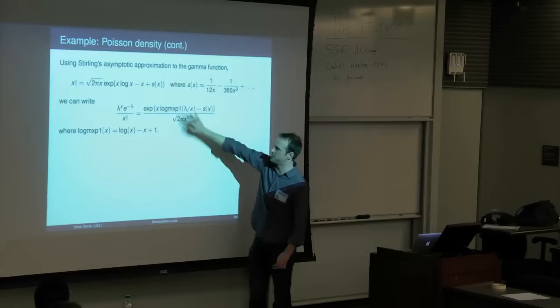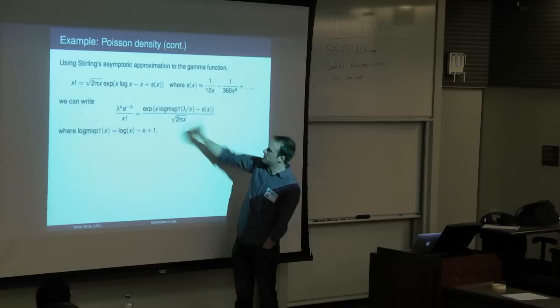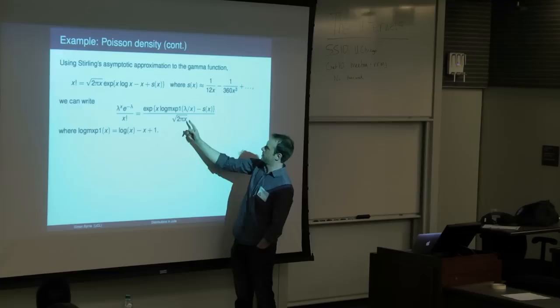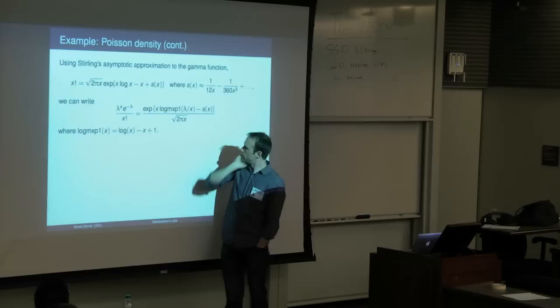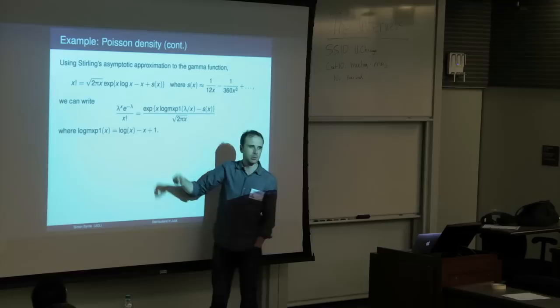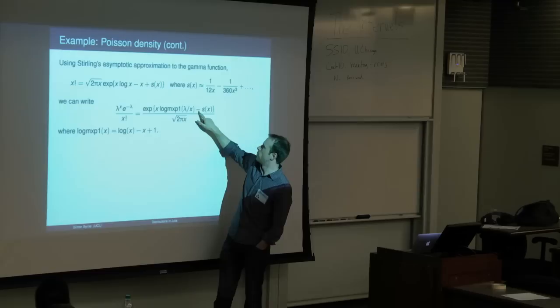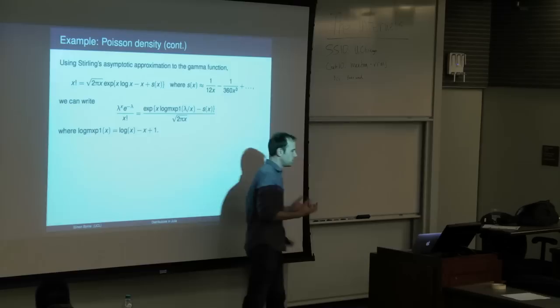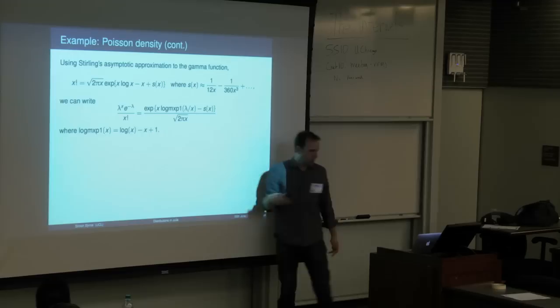So, a bit of rearrangement. We have this, exp times x times this guy, which I'll explain in a second, minus this Stirling adjustment divided by root of 2π x. So a couple of things. Log of x plus 1 is just log of x minus x plus 1. If you quickly do that in your head, you can figure out that's always going to be negative, where we're subtracting this, which will always be positive. So the sum of two negative numbers will always be negative. We're no longer going to have this cancellation property, and so this thing is much more accurate.